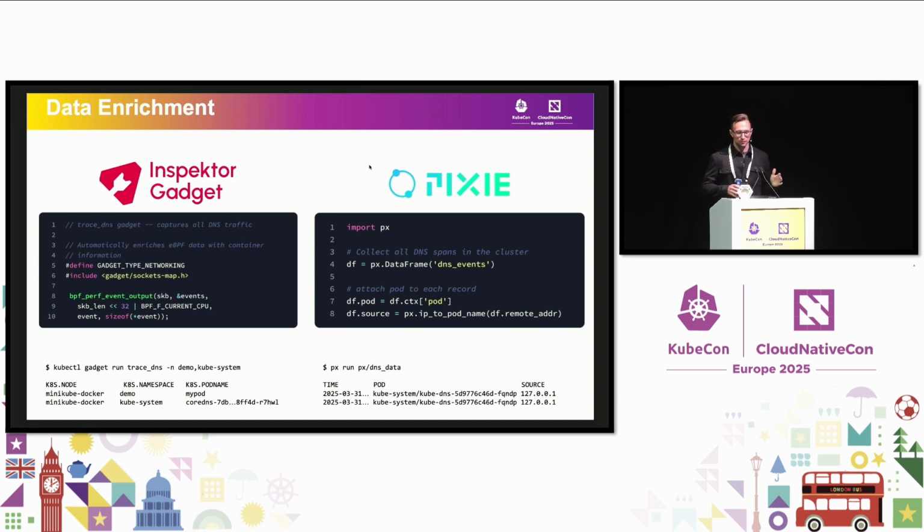And then just to get a full picture of what this looks like, if we look towards the bottom of the slide, we have an example of what the output of the trace DNS gadget is. We can see there's the Kubernetes namespace and Kubernetes pod name. And similarly for the Pixie command, we also see that there is the pod. And in the case of the source column, it happens to be localhost, which doesn't map to a pod name, but all of that rich enrichment is there.